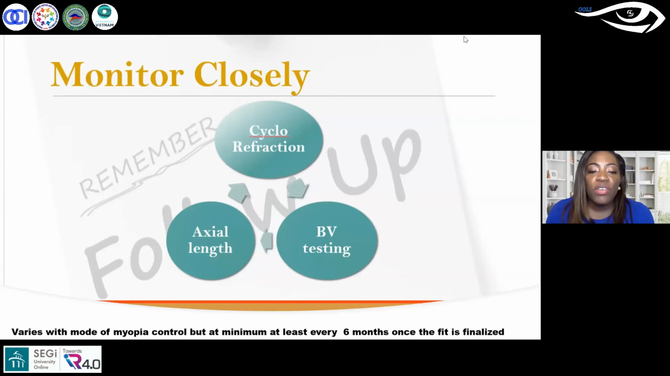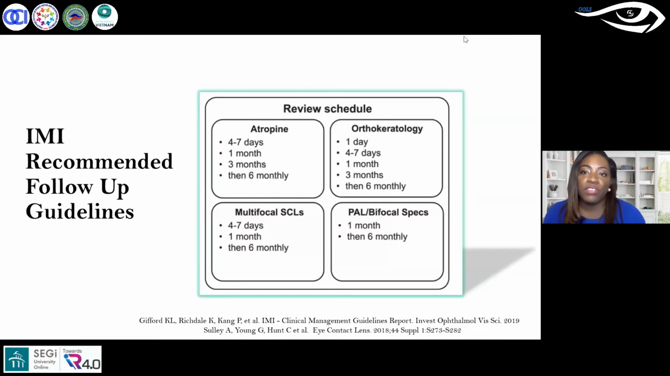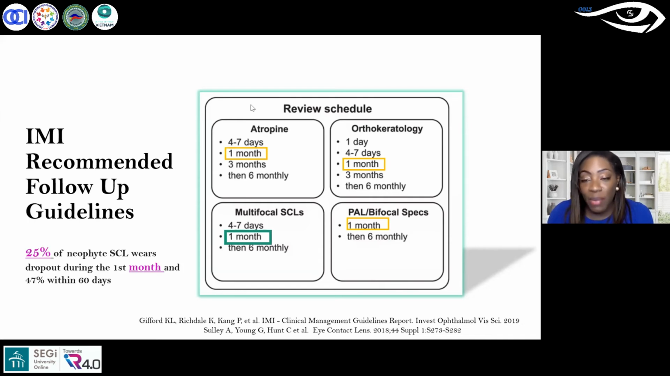You also want to be sure you monitor properly. Each option has its own monitoring or follow-up recommendations. However, what I noticed that is consistent is definitely following up at 1 month and then every 6 months. The important thing here is that, especially with contact lenses, we see a lot of patients, especially those new to contact lenses, drop out during the first month.